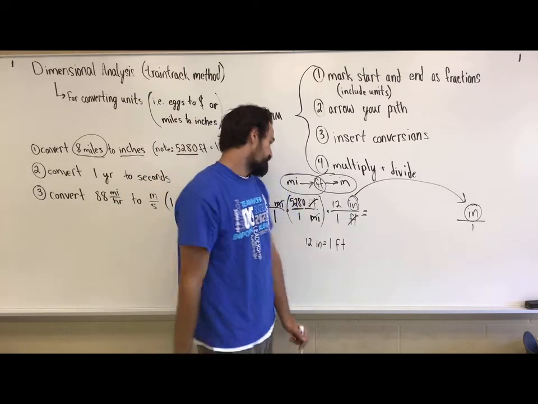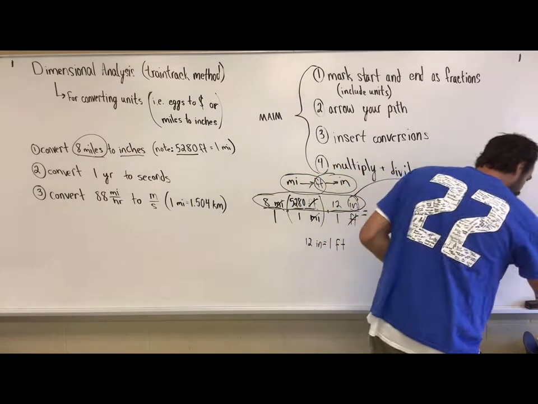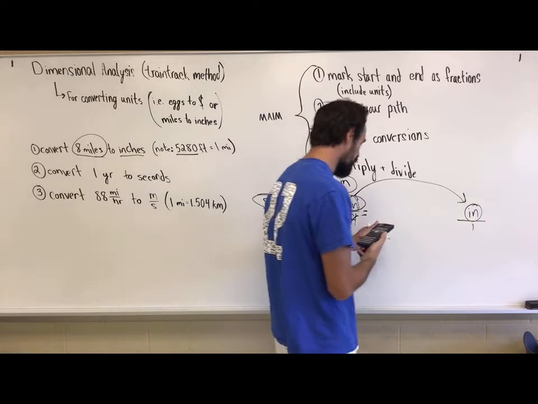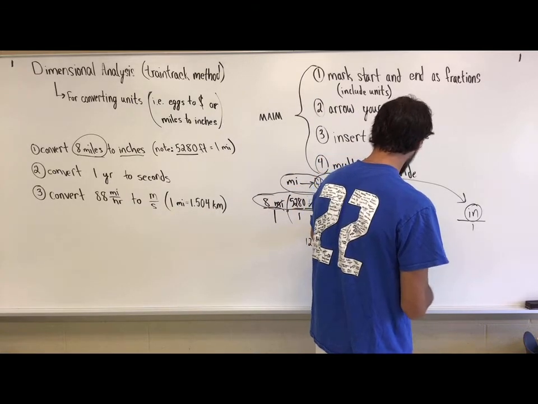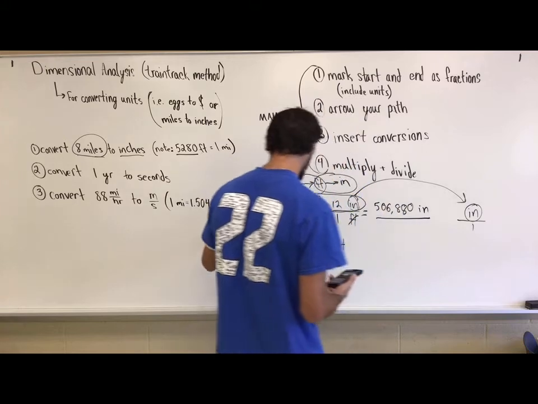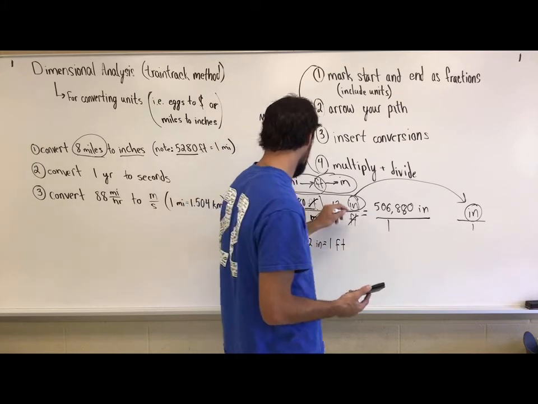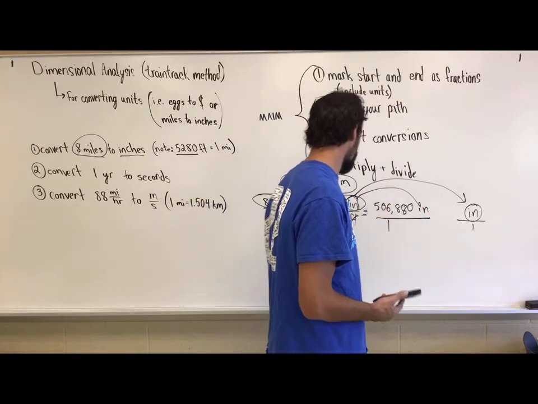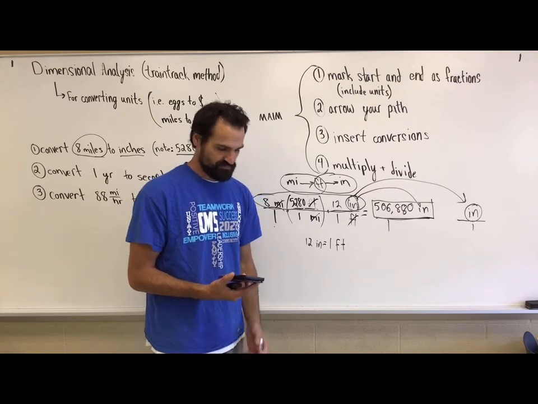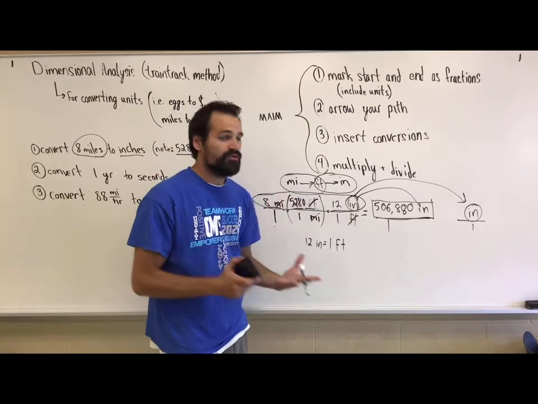You can do this 2 ways. The first way is multiply all of your numerators, and 8 times 5,280 times 12 is going to give us 506,880 inches. Divided by 1 times 1 times 1 is 1, and miles cancel out and feet cancel out, so we don't have any units on the bottom. So inches carries over, and then we have an answer of 506,880 inches. Done.